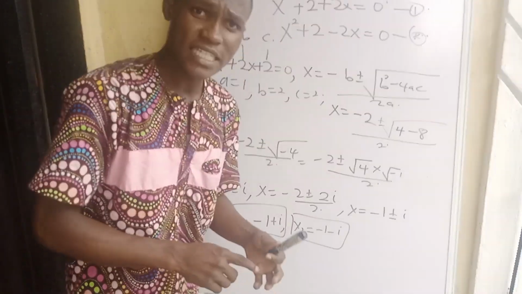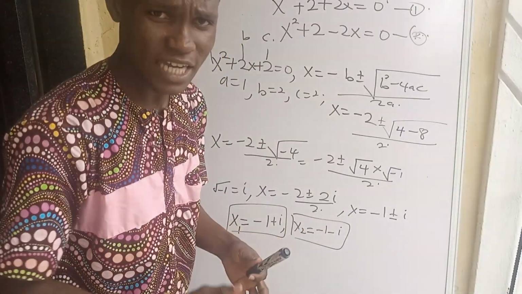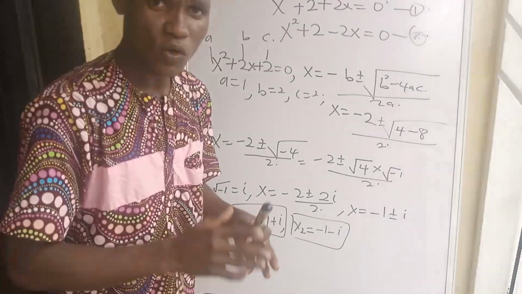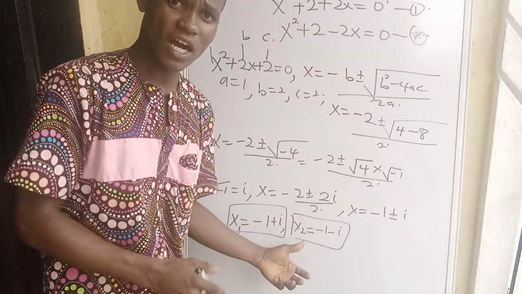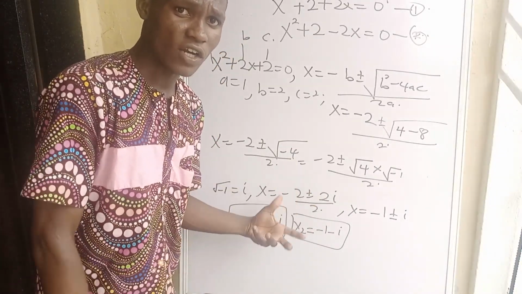So let's solve the third and fourth values for x, because I said x to the power of 4, meaning that we are going to have 4 values for x. These are the first and the second values. So let's find the third and fourth values of x.